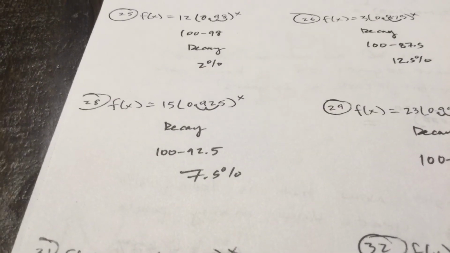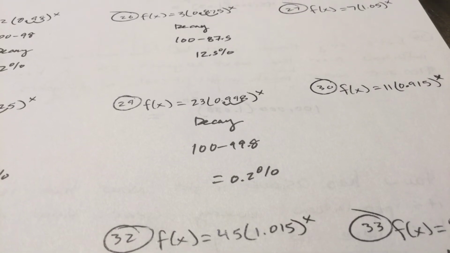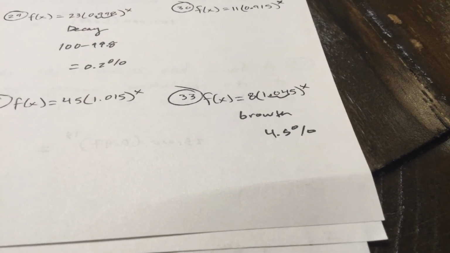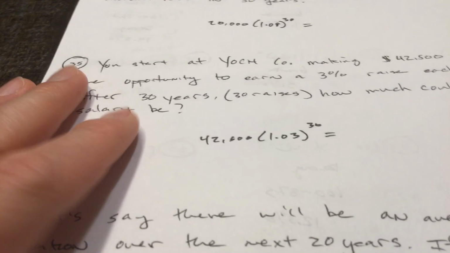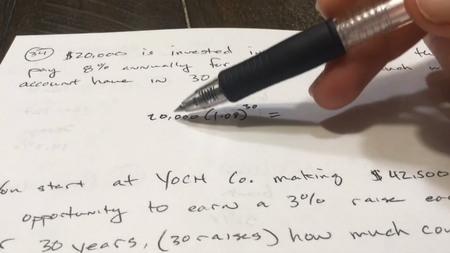Move it over twice, subtract from 100, 7.5% decay. Move it over twice, subtract from 100, 0.2% decay. Move it over twice, it's 4.5% growth. Let's wait for that to adjust. There you go. And for everybody, the last page, you're just going to have to type this in your calculator or your app, or we'll just do it when we get back.